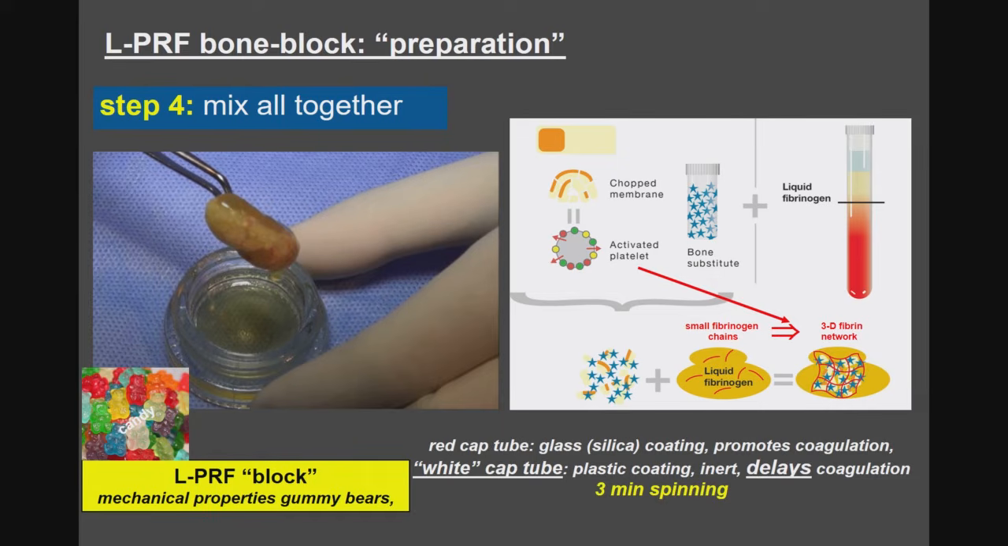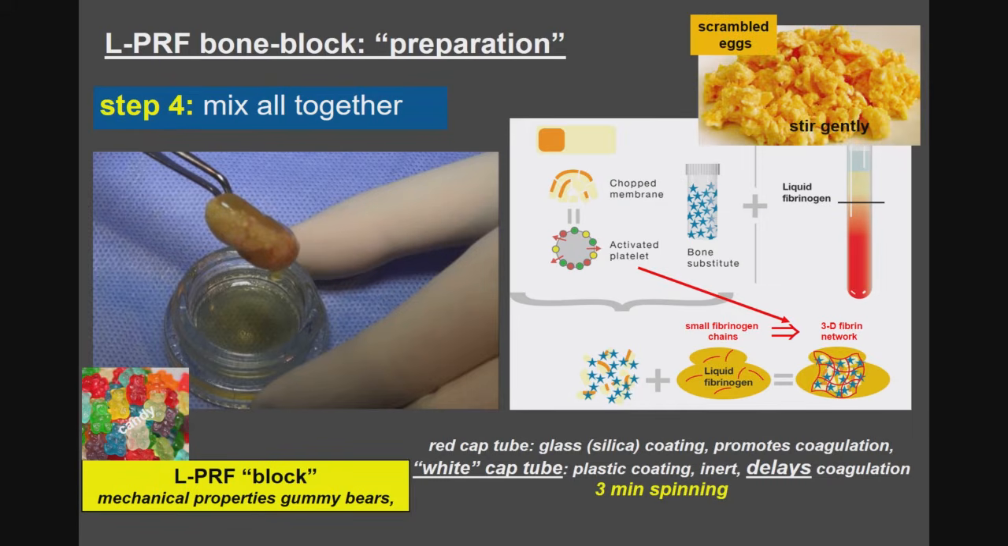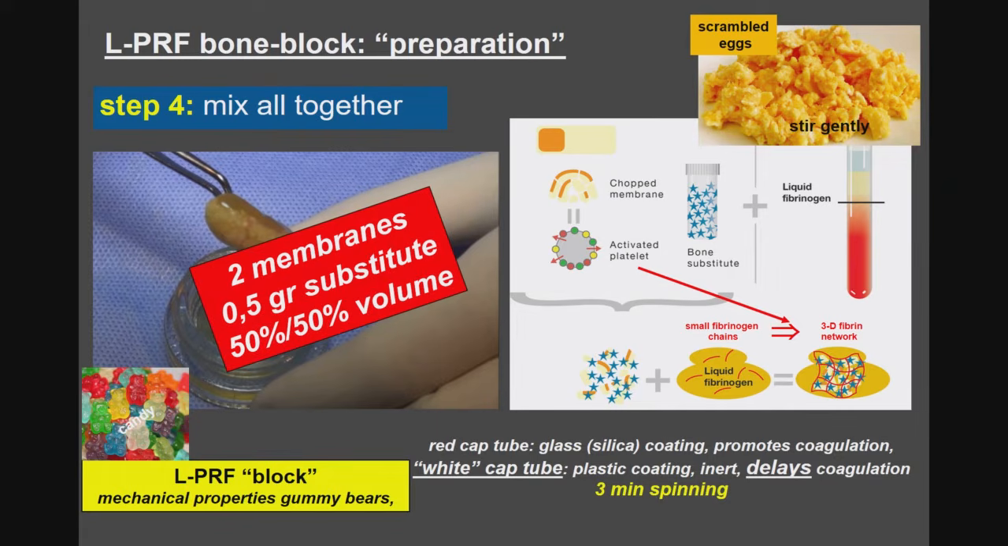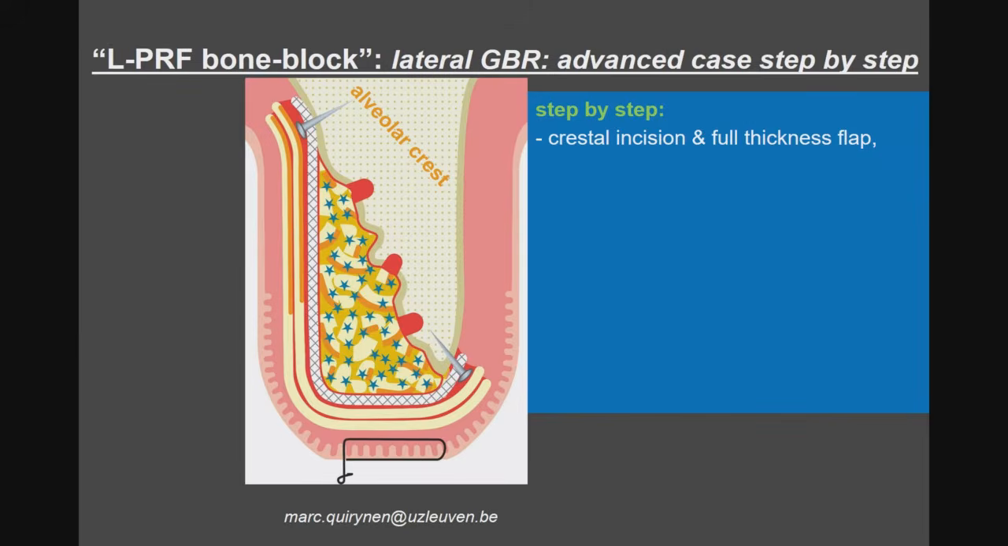It has the mechanical properties of gummy bears, you know, these candies. And, man, you have to stir gently. Otherwise, you will end up with scrambled eggs instead of a nice omelette, with small pieces instead of a nice block. So the condition is take 2 membranes for half a gram bone substitute.